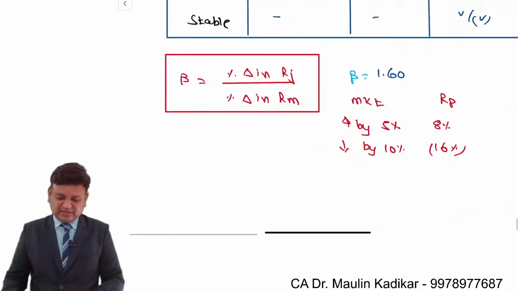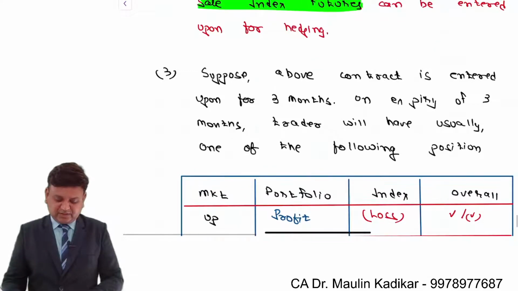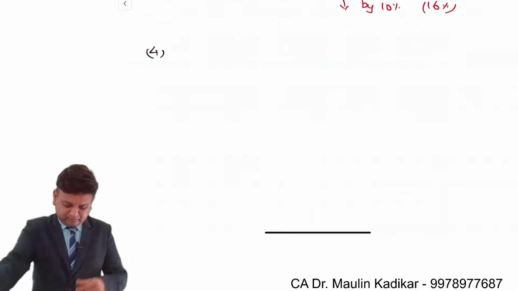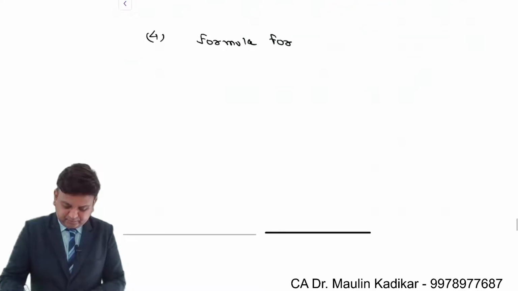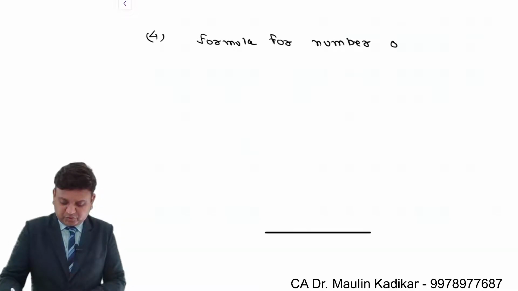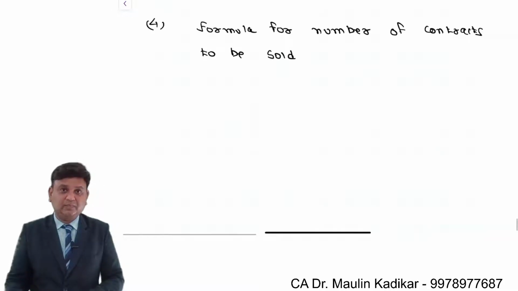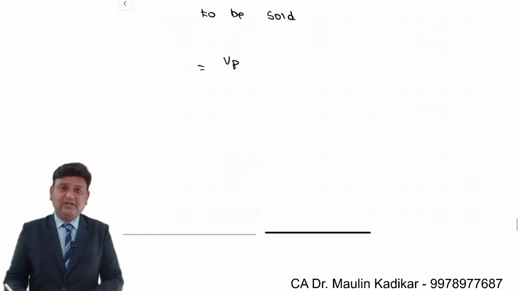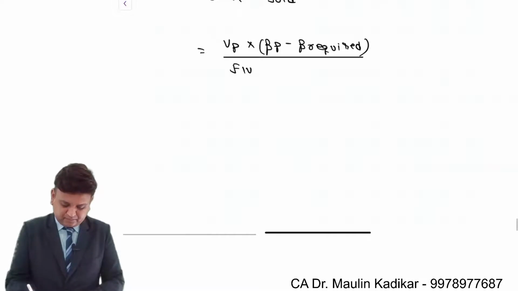So friends, let us continue with the discussion that we had. In that, now a new heading. In the note that we have written, the fourth point, write down formula for number of contracts to be sold. In that, write down VP, that is value of the portfolio, into BP, that is beta of the portfolio, minus beta required, divided by futures index value into lot size. This is the formula that we have.